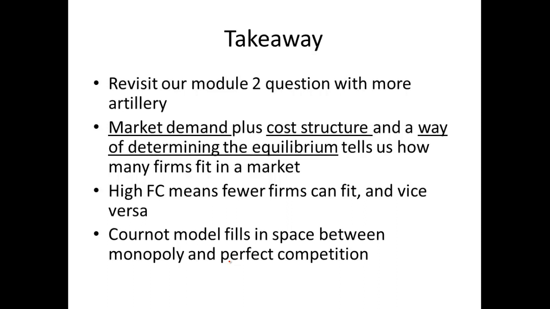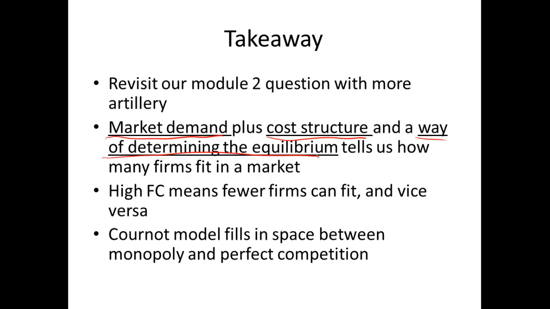All right, what are the takeaways from this module? Well, the first thing I think is just to revisit our Module 2 question with more artillery. In some sense what we're seeing is we've learned quite a bit since then. And so we can come back to that question and answer it in a pretty satisfying way. Now, what is it that's going on in this answer? Well, the following. There are 3 underlying things in this bullet point, but market demand plus the cost structure of individual firms, along with a third thing, a way of determining the equilibrium. That stuff altogether tells us how many firms fit in a market.